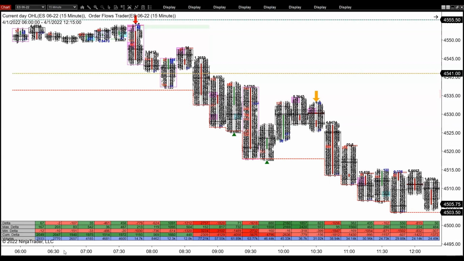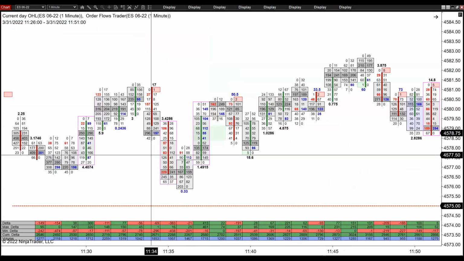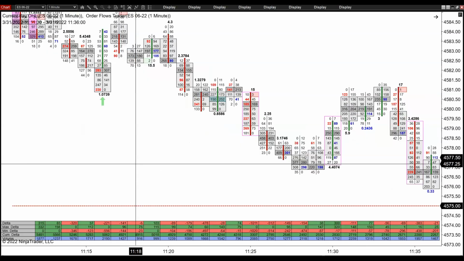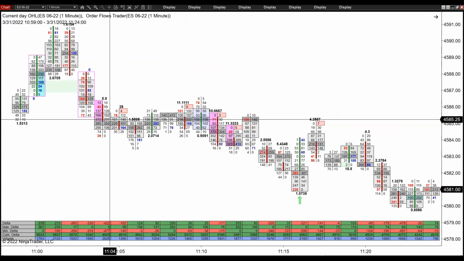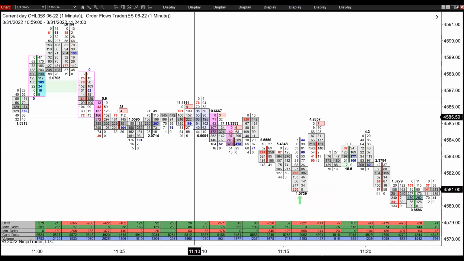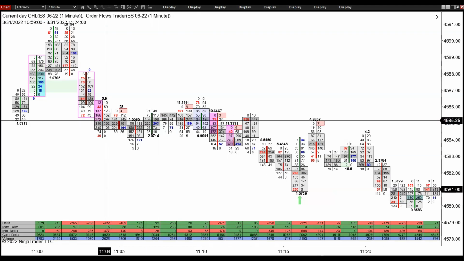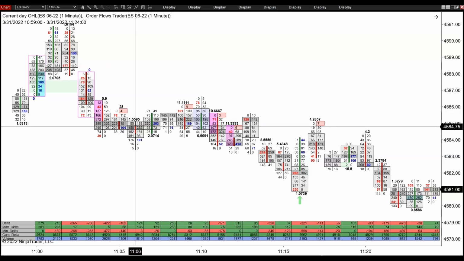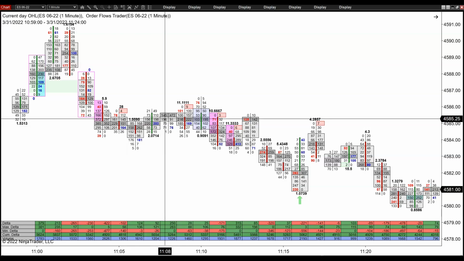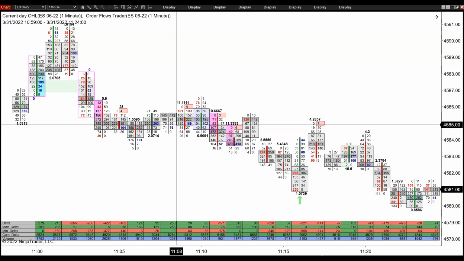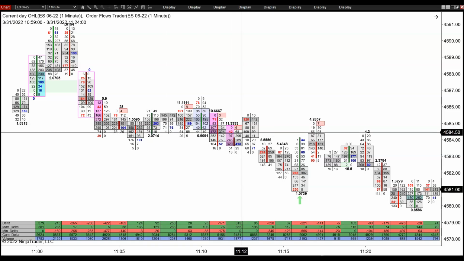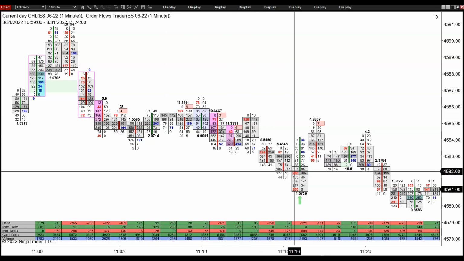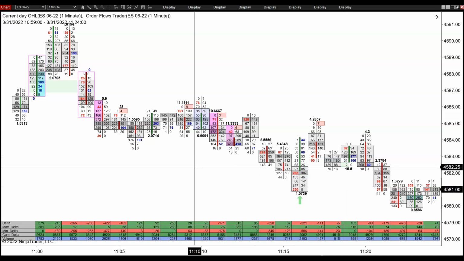So go back to the 1-minute chart here. Knowing where value is, and oftentimes what you're going to get in bars is value overlapping from bar to bar to bar, right? You can see value in this bar is right here, the next bar it's overlapping, the next bar is overlapping, overlapping, overlapping, okay? Then it starts to break down as the market sells off.